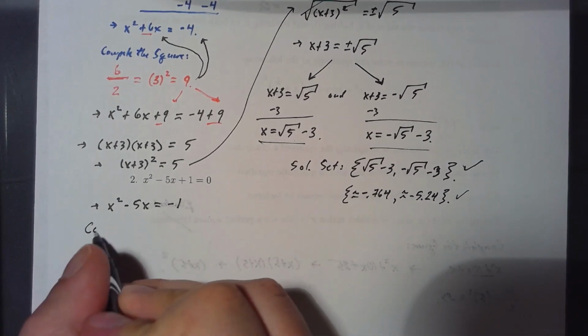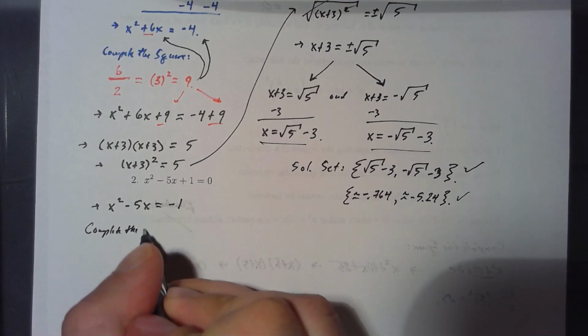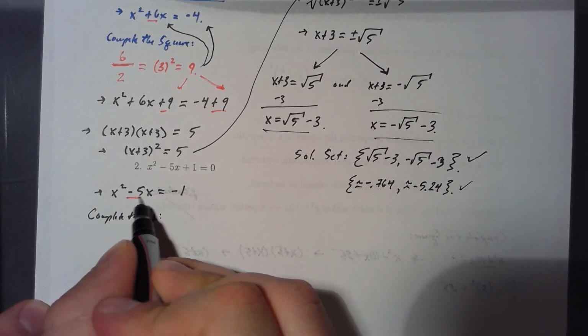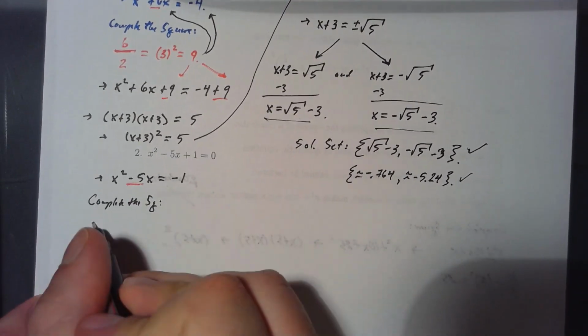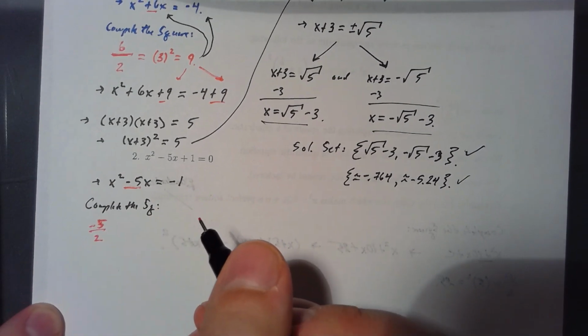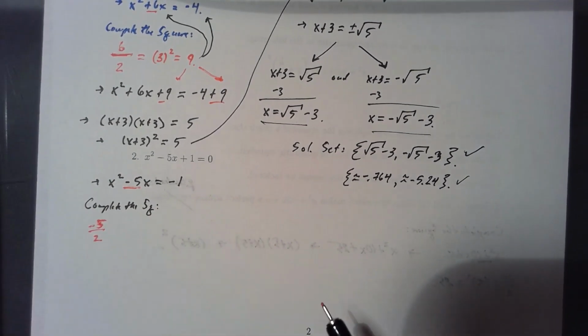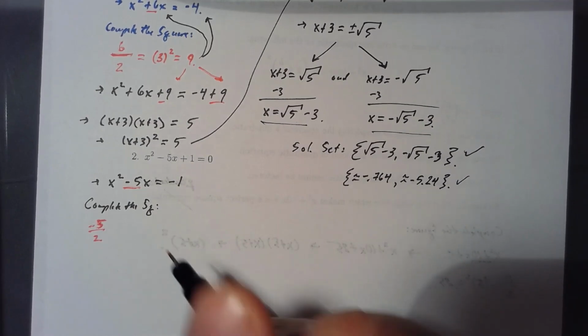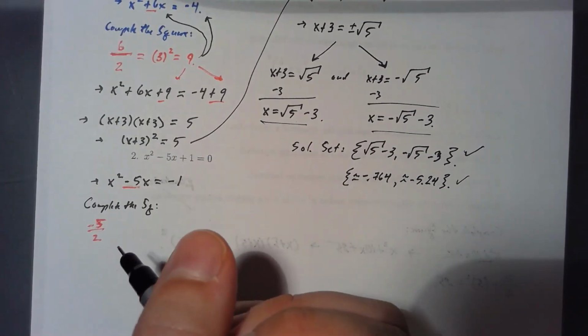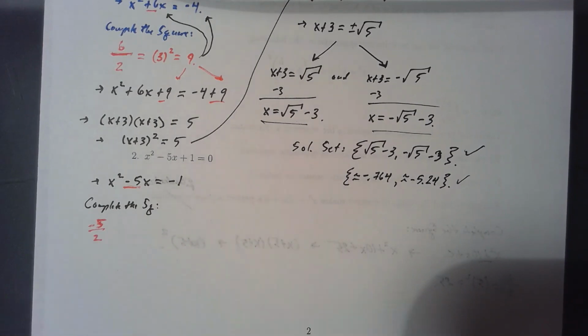So now to complete the square, what's my b value? It's negative 5. Remember, you include the sign out front. Negative 5 divided by 2. Oh no! That doesn't divide completely. Right? You're going to get a fraction. That's 2.5, or negative 2.5. So just leave it as a fraction.